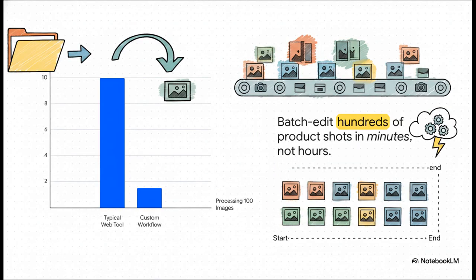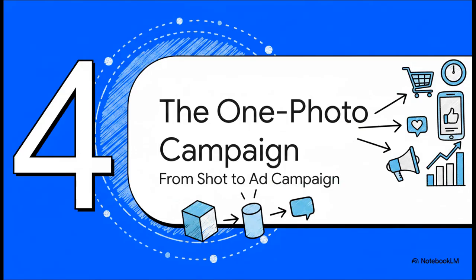But wait, because here's where it becomes a total game changer. Scale. We're not just talking about one image at a time. No way. You can point your workflow at an entire folder of images, and it will process hundreds of them automatically. Just imagine. Batch editing your entire product catalog in minutes instead of hours. But look, simple edits are really just the warm-up act.